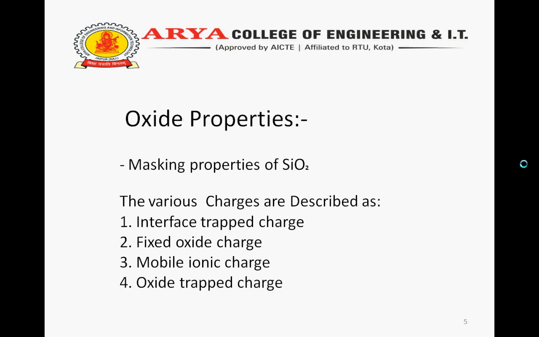Fourth is oxide trapped charge. The oxide trapped charge may be positive or negative due to holes or electrons trapped in the bulk of the oxide. This charge is associated with defects in SiO2 and may result from ionizing radiation, avalanche injection or high current in the oxide. It can be annealed by low temperature treatment. Densities range from 10 to the power 9 per centimeter square to 10 to the power 13 per centimeter square. CV techniques, capacitance voltage techniques, are used to measure this charge.